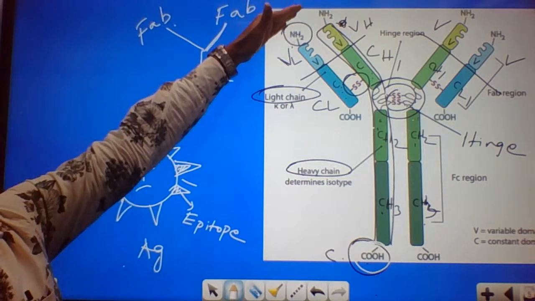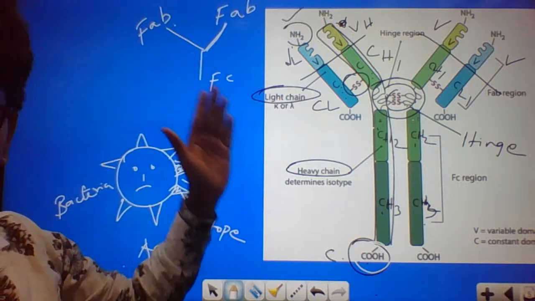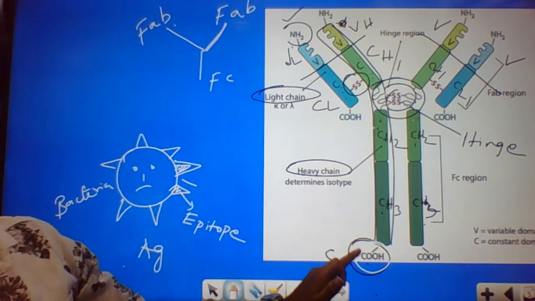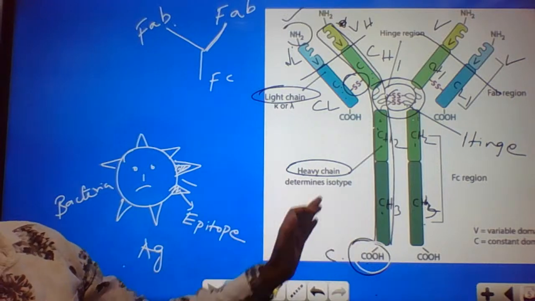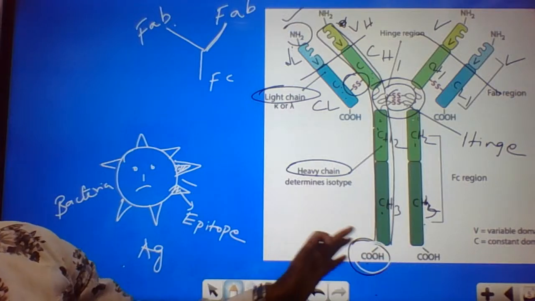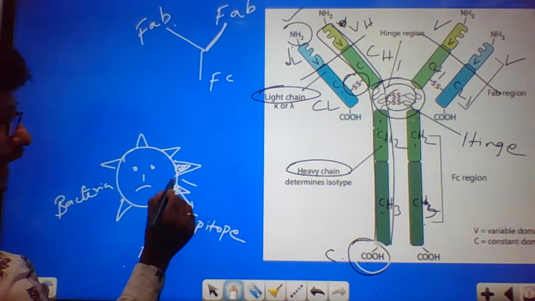So the upper part, the first segment, we call FAB. FAB stands for fragment of antigen binding. The lower part we call the FC region. FC stands for fragment of constant region, fragment of crystallizable region, so fragment of COOH region. So FAB and FC. For example, consider this an antibody.